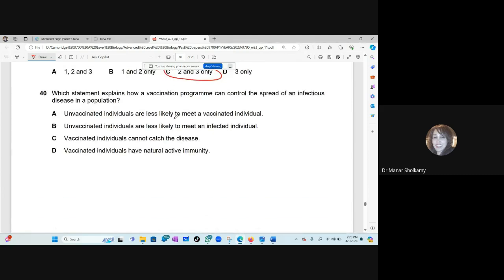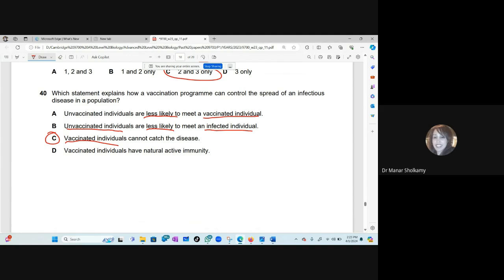The last question. Which statement explains how a vaccination program can control the spread of an infectious disease? A: Unvaccinated individuals are less likely to meet a vaccinated individual? It doesn't look right to me. What do you think? Wrong. B: Unvaccinated individuals are less likely to meet an infected individual. C: Vaccinated individuals cannot catch the disease. Is C right or wrong? Wrong.